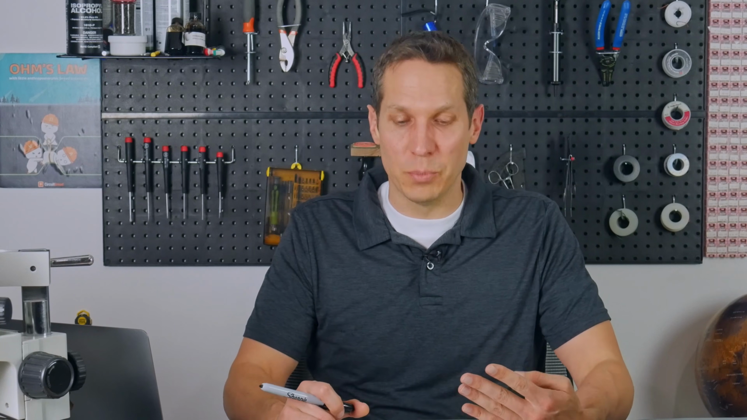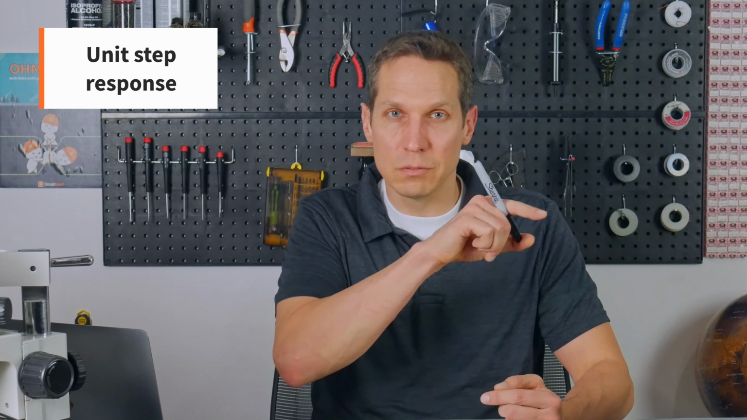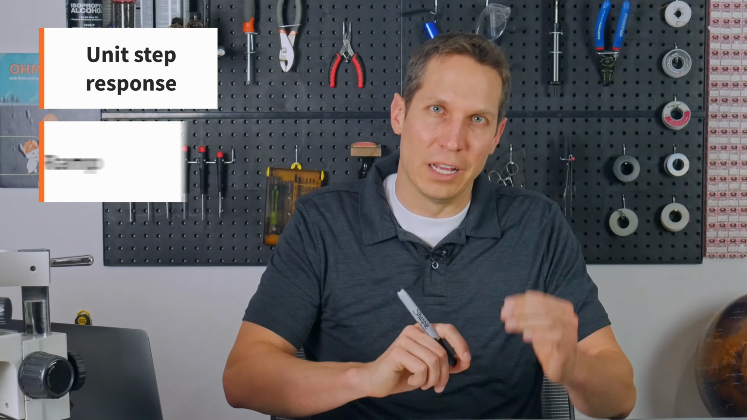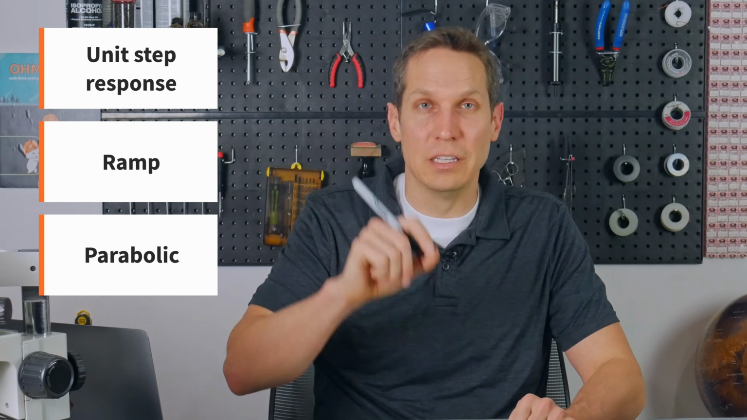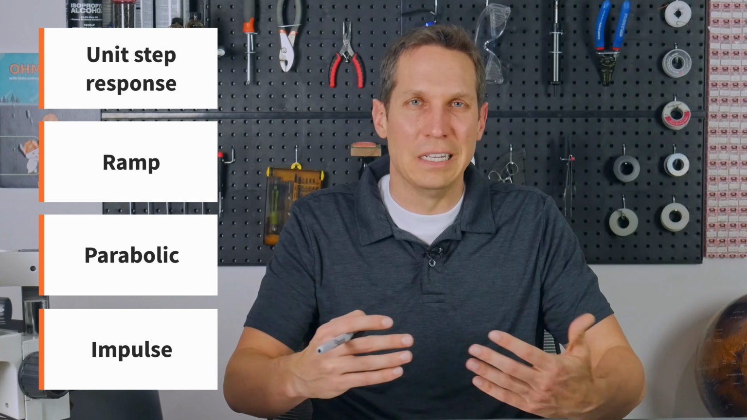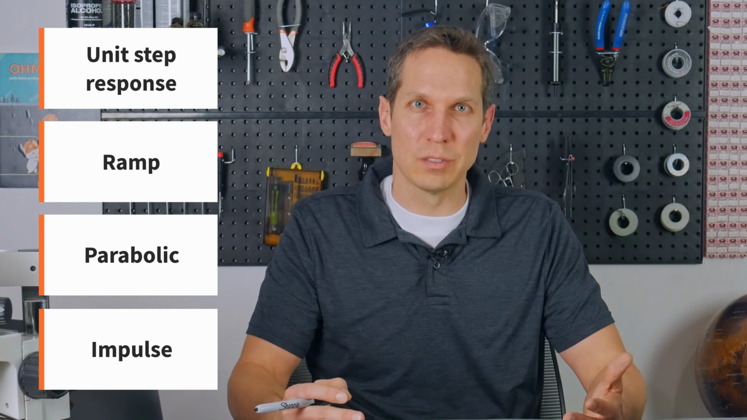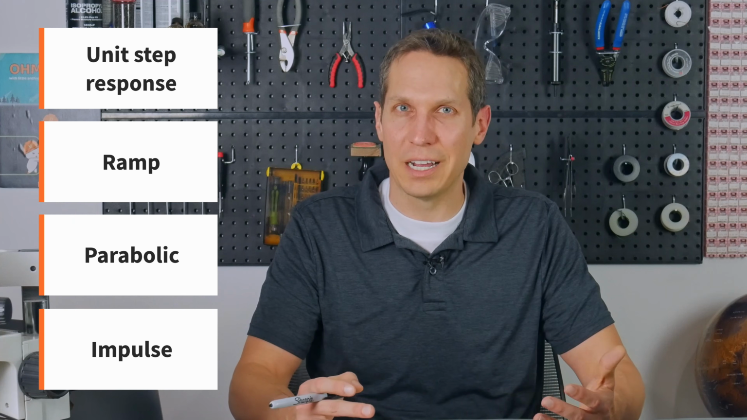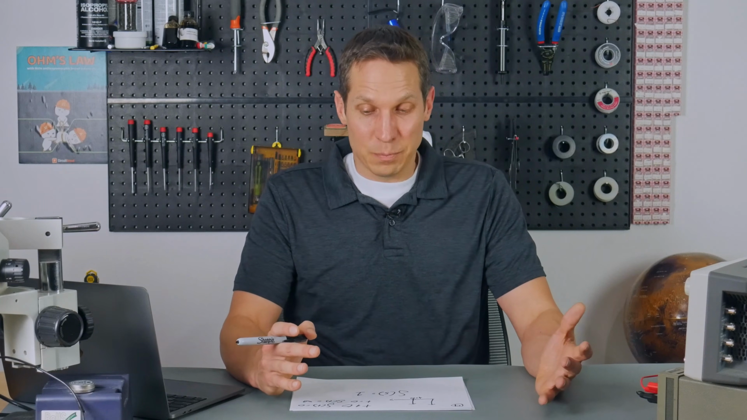Those are the 4 inputs. We had the unit step response, then the ramp, the parabolic, and then the impulse function. These are the 4 inputs that you can test your control systems with to see how they will react in real life. And that's basically it.